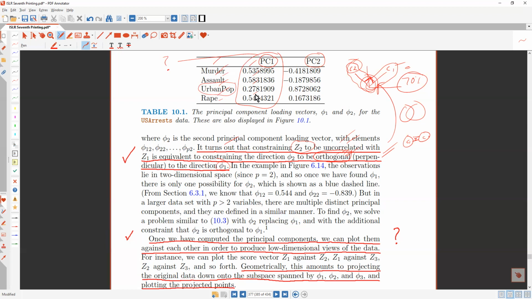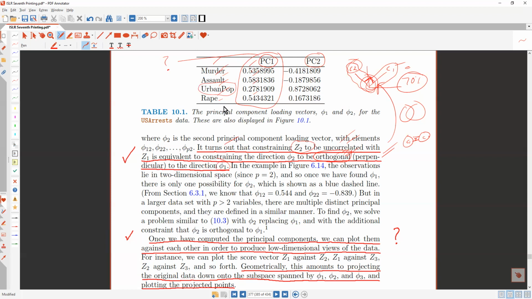So you may draw the tentative conclusion that PC1 is actually a dimension that represents murder, assault, and rape primarily. Now, it doesn't do it perfectly. You don't want to say PC1 is equal to murder, assault, and rape. No, it's just that these load higher than urban pop in this particular data set.